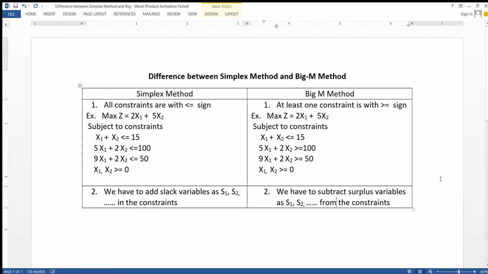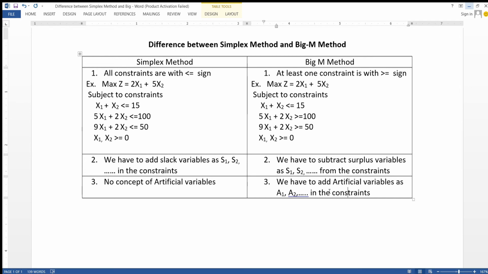Another difference is that in simplex method we have to add slack variables as s1, s2 and so on in the constraint. In big M method we have to subtract surplus variables as s1, s2 and so on from the constraint. For both slack as well as surplus variables we denote them as s1, s2 and so on.